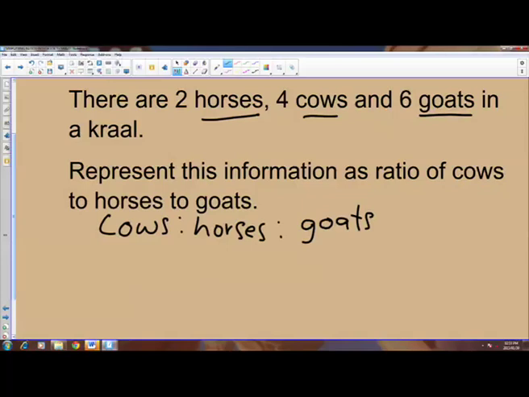How many cows do we have here? We have 4 cows. So this will be 4:2. And how many horses do we have? There are 2 horses. So this is 4:2. And how many goats do we have? We have 6 goats. Now the ratio of cows, horses to goats is 4:2:6. Remember, in my objective, I said ratios are always represented as simplified whole numbers. Now, this one is not simplified. We will see as we go further how we simplify ratios.